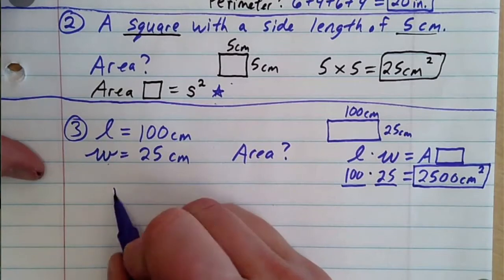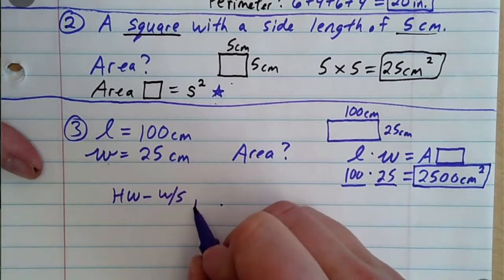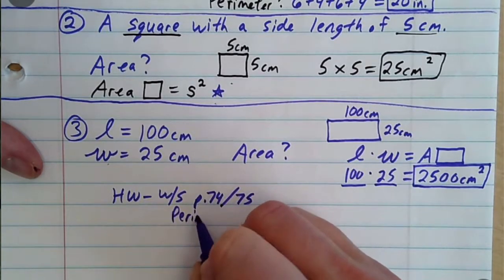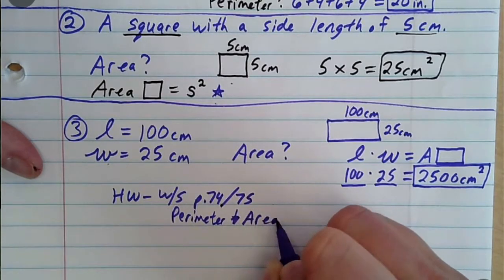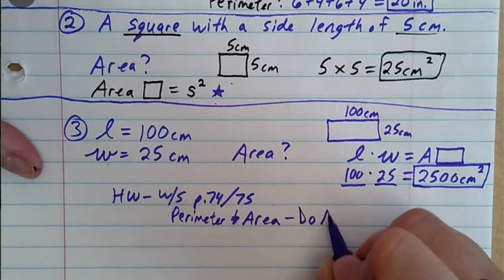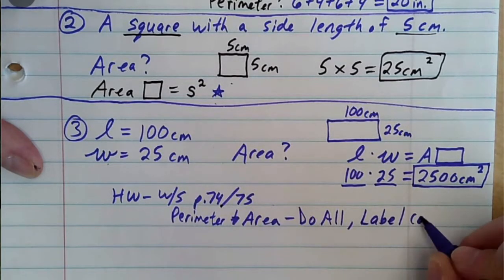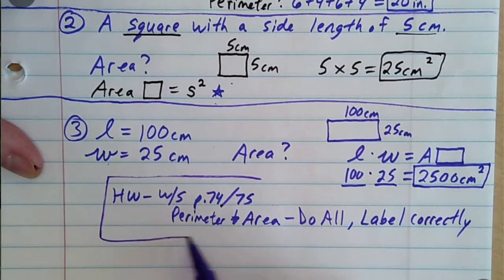Your homework for this particular assignment is a worksheet, pages 74 and 75. One side is perimeter and the other side is area. You'll need to do all, and you'll need to make sure that you label correctly because you label perimeter different than you label area.